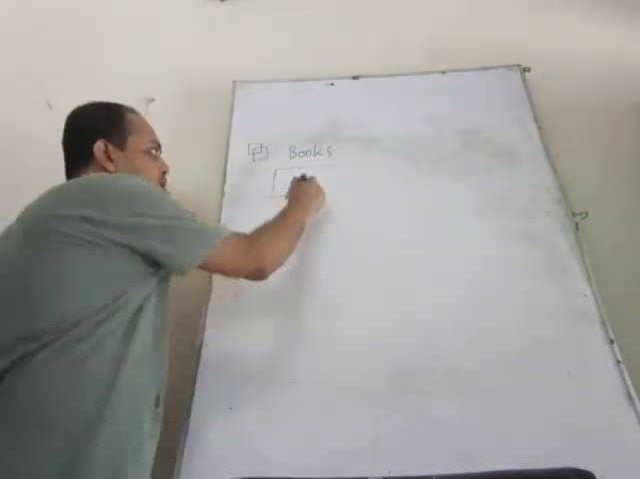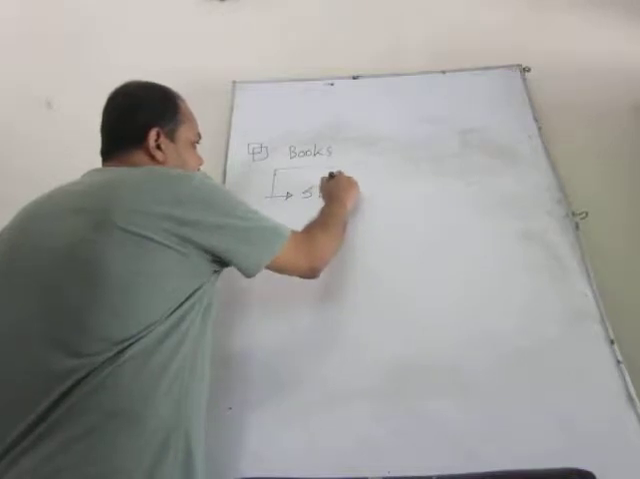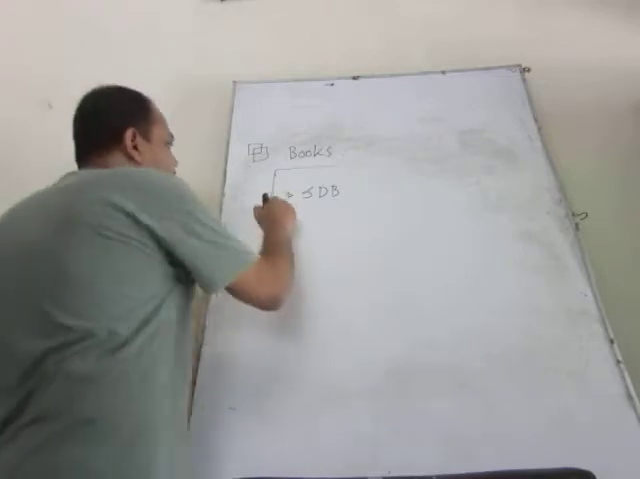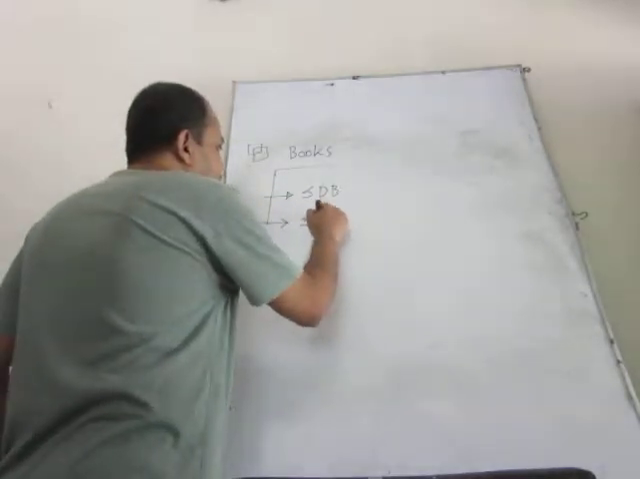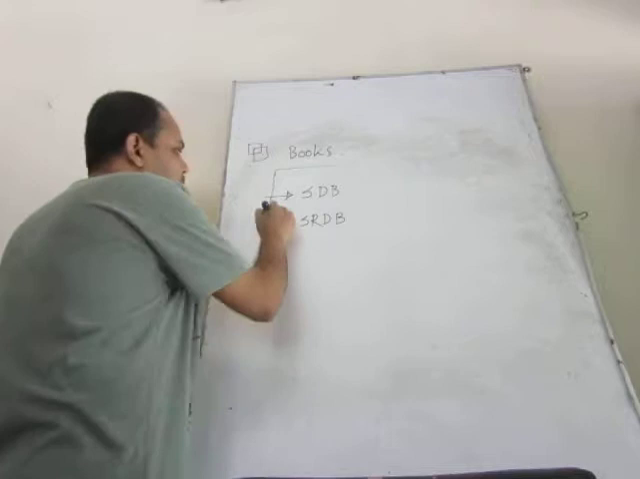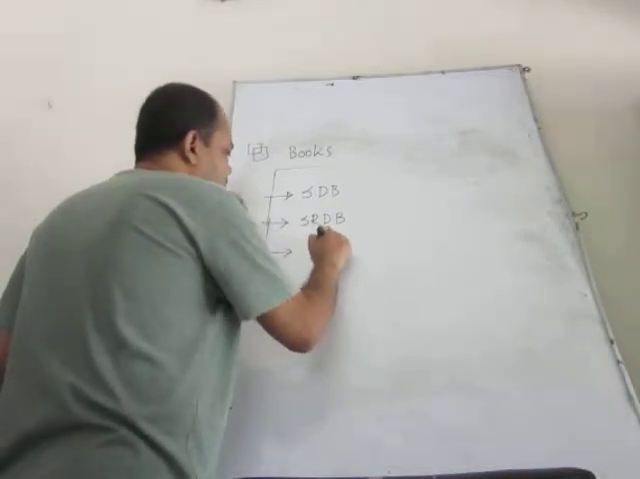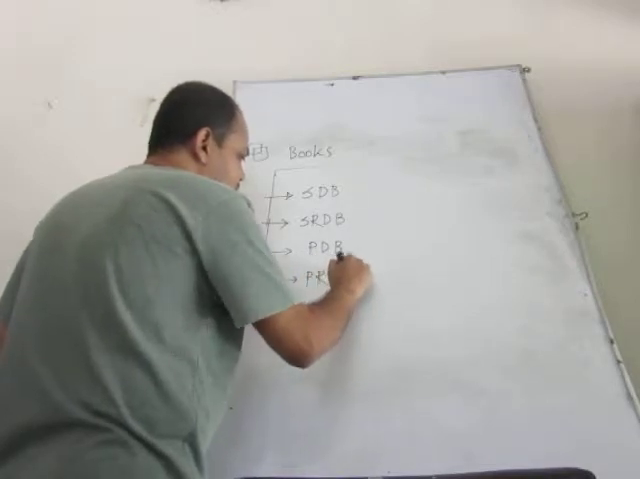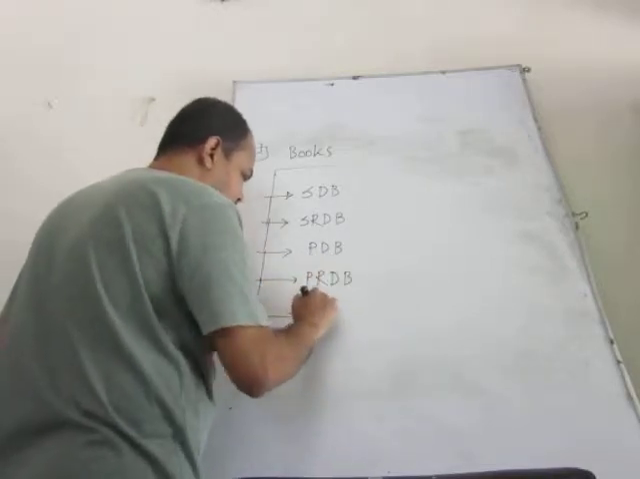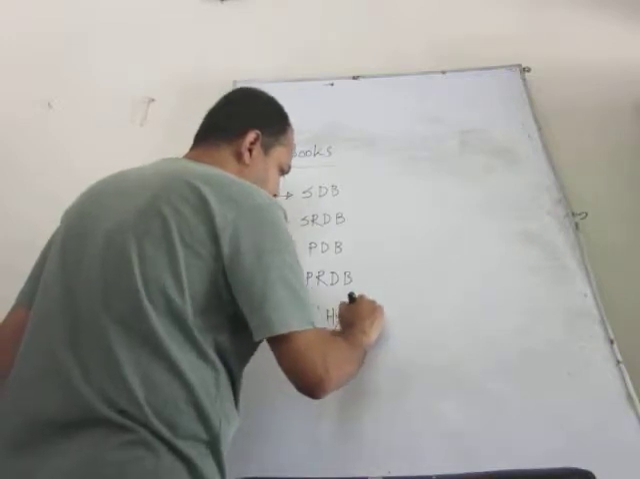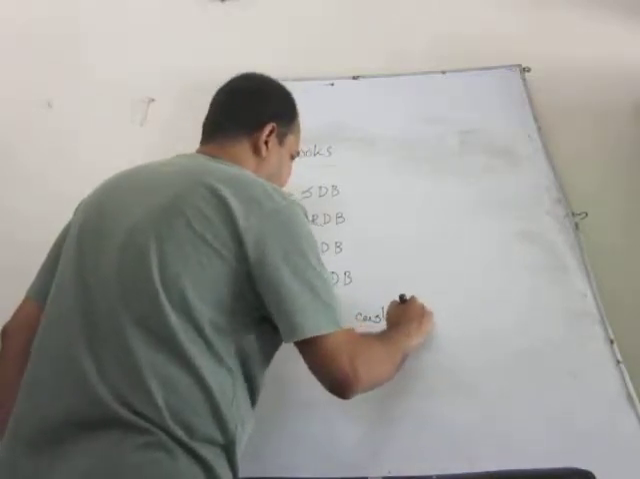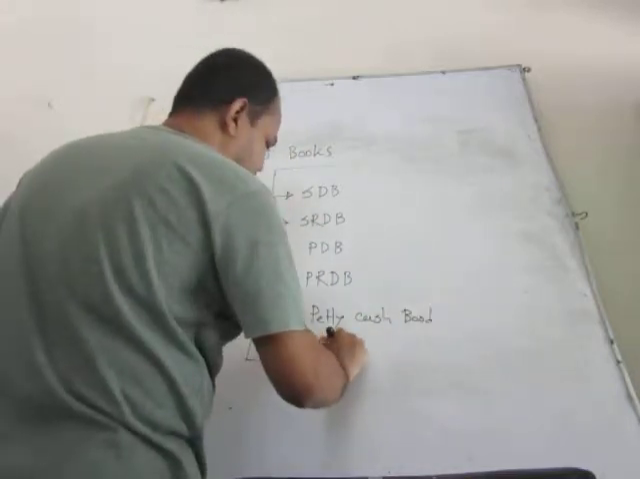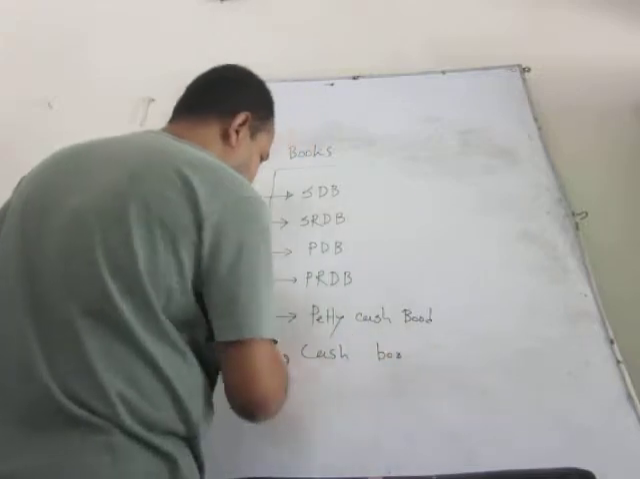Depending upon the criteria, there are types of books of prime entry. One, that is the sales day book. Then the sales return day book. Purchase day book. Purchase return day book. Petty cash book. Cash book. Journal.